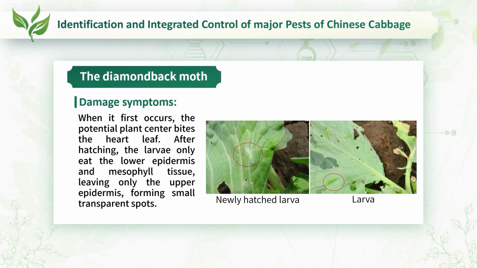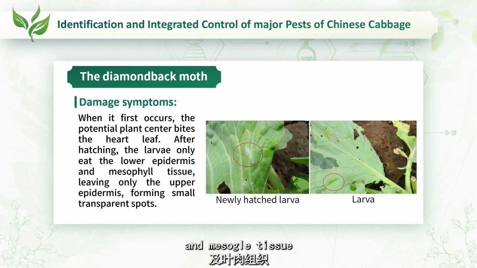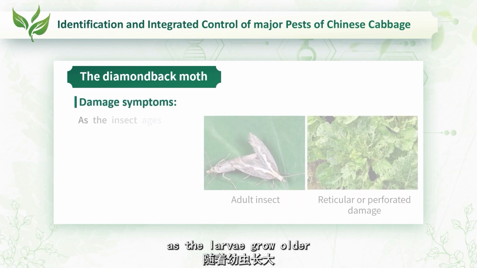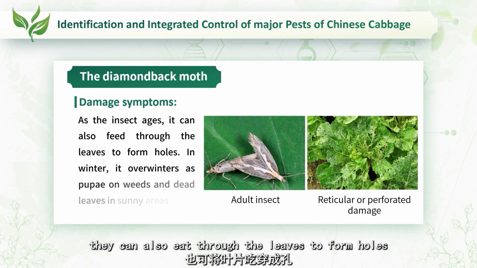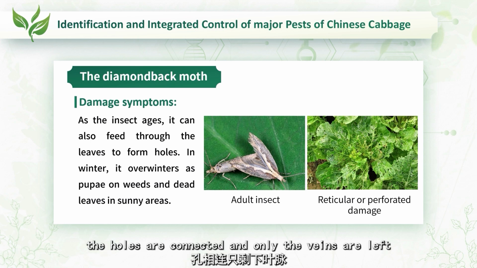After hatching, the larvae only gnaw on the lower epidermis and mesophyll tissue, leaving the upper epidermis to form transparent small spots. As the larvae grow older, they can also eat through the leaves to form holes. In severe cases, the holes are connected and only the veins are left.